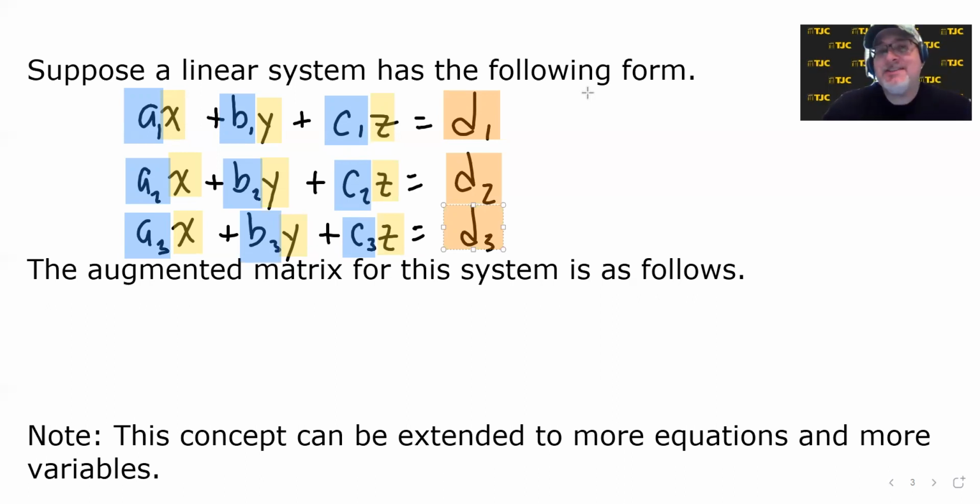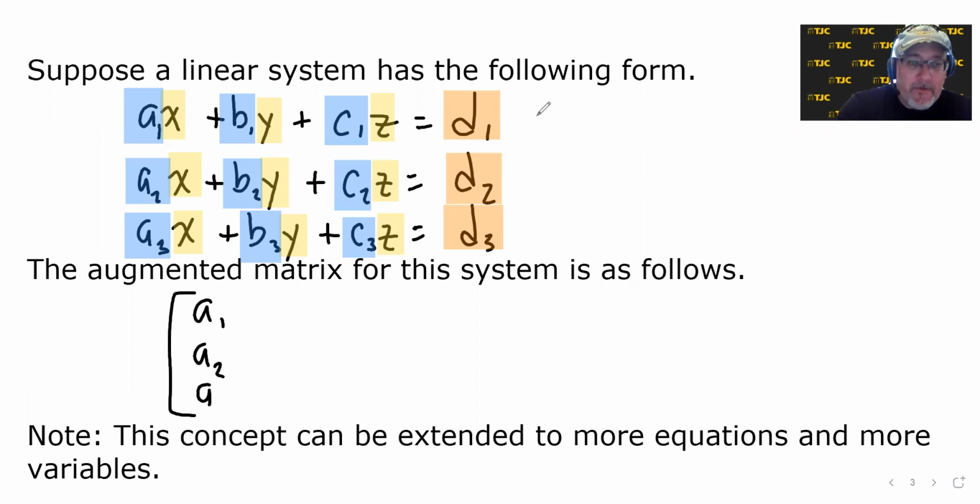So how can we take this system and make a matrix out of it, and more specifically, something called an augmented matrix? Well, all an augmented matrix for a system is, is a matrix whose columns represent the coefficients of each variable. For example, the first column would be the coefficients of the x's, which we're calling A1, A2, and A3. The second column would represent the coefficients of the y, or whatever your second variable is: B1, B2, B3.